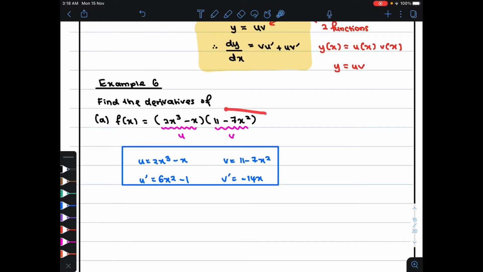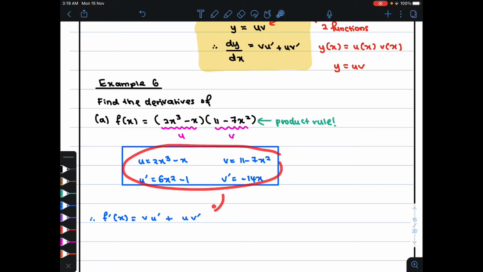So let's differentiate this equation. Differentiate f(x) will give you f prime x. On the right hand side here, we have the product uv. So if you differentiate uv, this means that you need to use product rule. And the formula of product rule is vu prime plus uv prime.